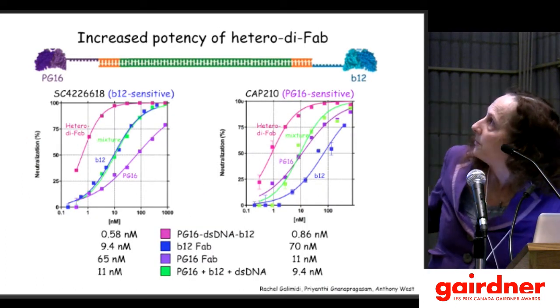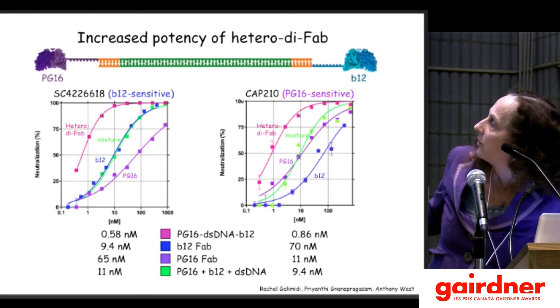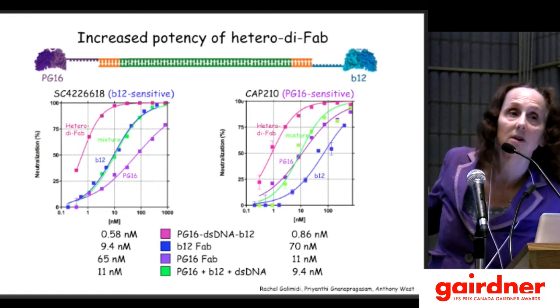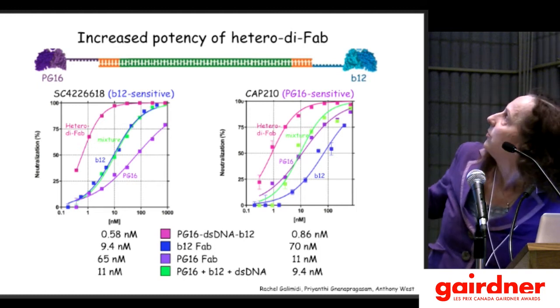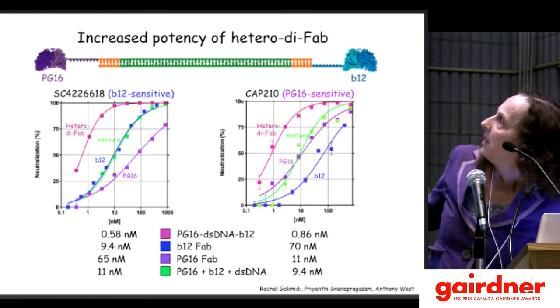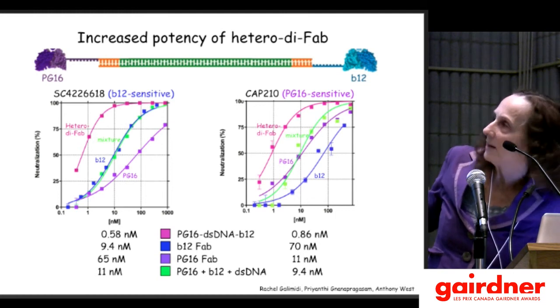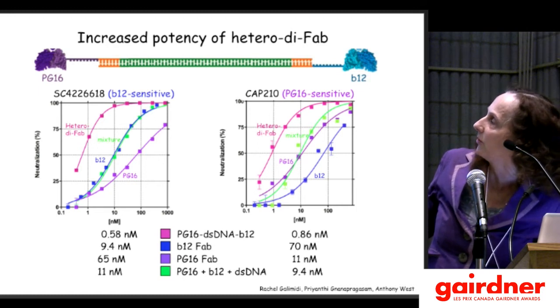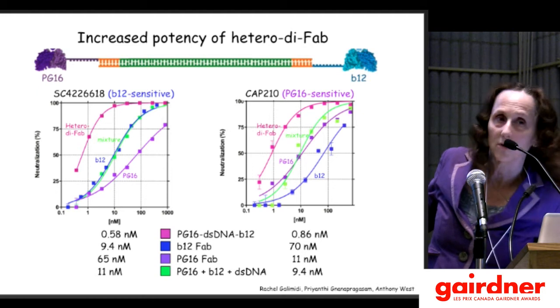Okay, so I wanted to show you that we think we're on the right track here with just one example. Here is a case where Rachel Galamidi has linked an antibody called PG16, which is against one of the variable loops at the top of HIV, to a CD4 binding site antibody called B12, with a linker of about 60 base pairs, and she assays them against 2 different viral strains. One of these is sensitive to B12, so it neutralizes relatively well at a relatively low concentration. These are the concentrations of the potential inhibitor, and this is the percent neutralization measured in vitro in a reporter cell.